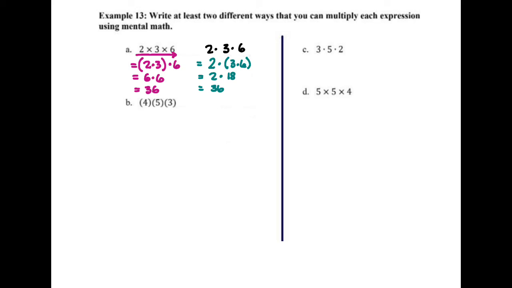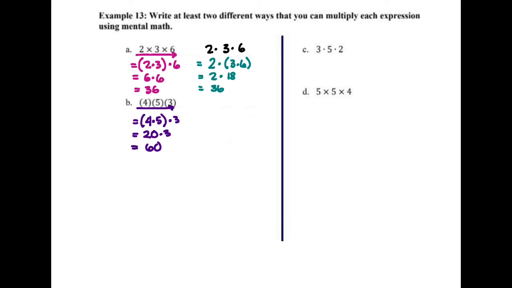Okay, how about this one? Let's just go straight across for 1. So I want to do 4 times 5 first, and then multiply by 3. So we get 20 times 3 would be 60. 60, there we go.